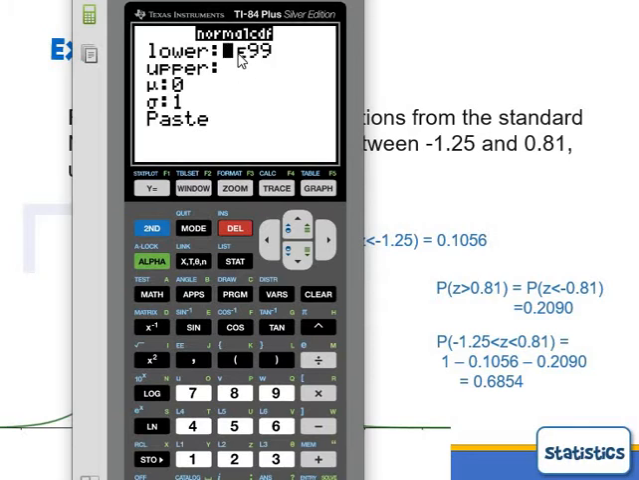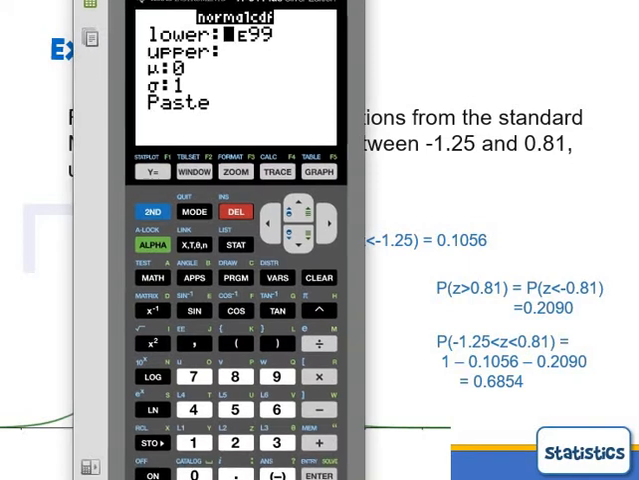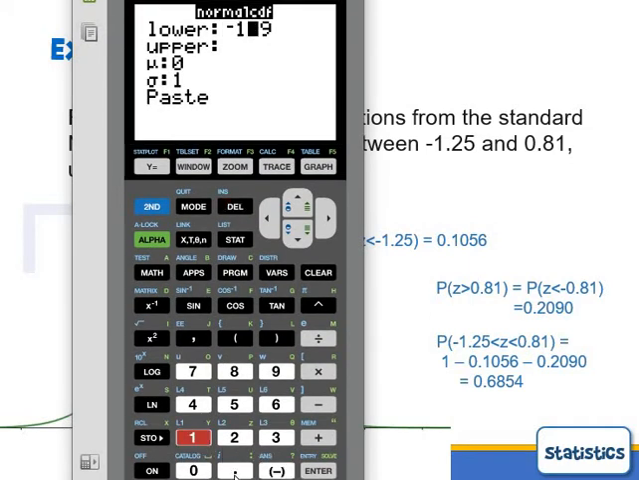So my lower limit, if I get the menu, I just type it in here. My lower limit is going to be negative 1.25. And then my upper limit on this problem is 0.81. So I want to find the area between those 2 values, below the graph and above the x-axis, but between those 2 values. And then I can give it mu and sigma, and for the standard normal, that's the default here. We have 0 and 1.